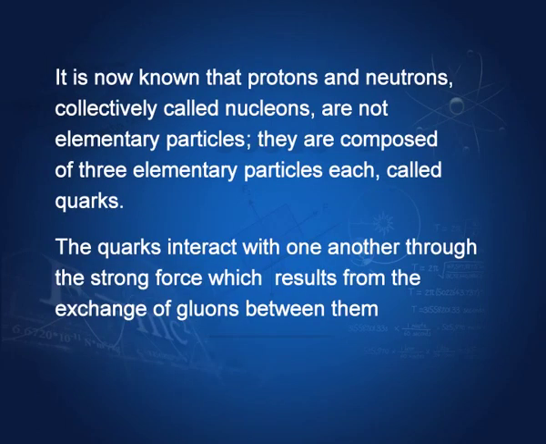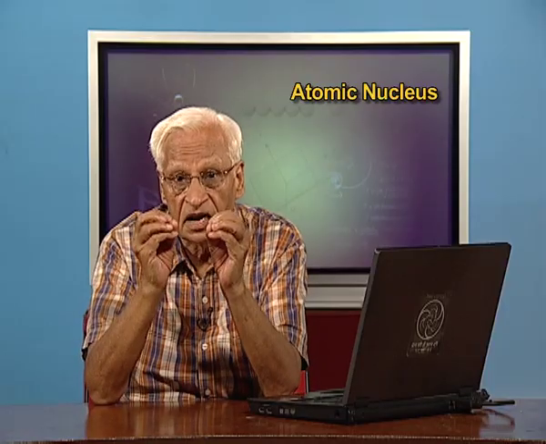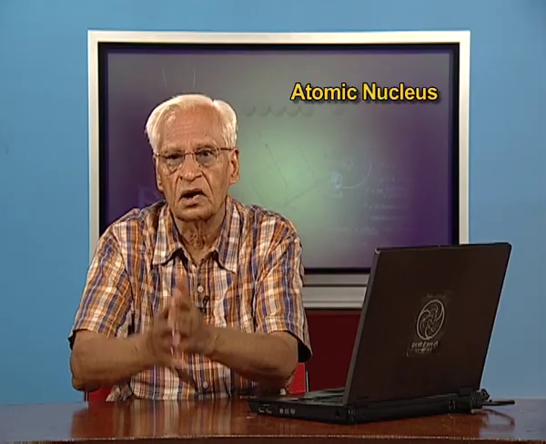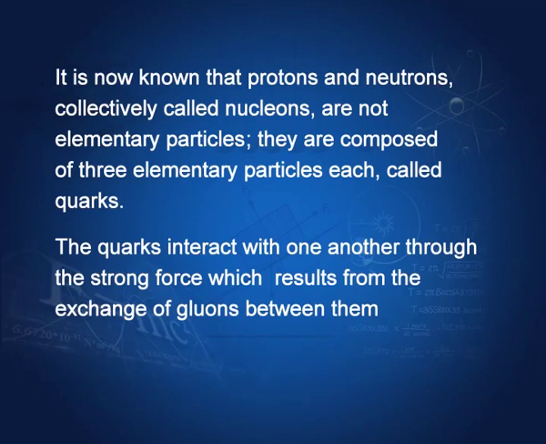So, what is this strong force? It is now known that protons and neutrons, collectively called nucleons, are not elementary particles. They themselves are not elementary. That means, they can be broken into other elementary particles, and those elementary particles are quarks. So, proton and neutron consist of three quarks each. The quarks interact with one another through the strong force, which results from the exchange of gluons between them.